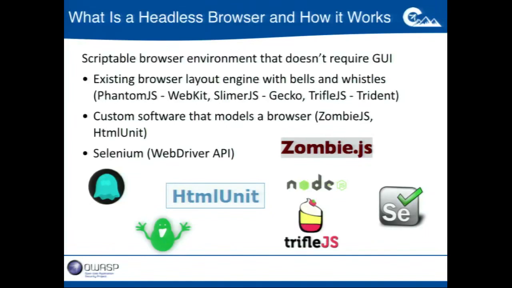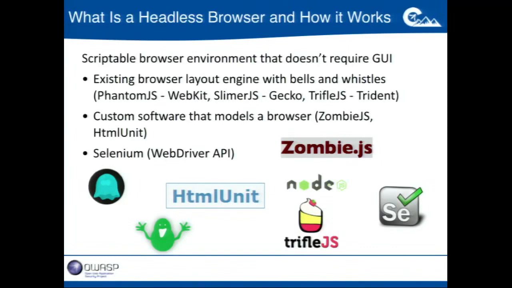The first category would be tools that have a real web browser engine backing them. Those are like Phantom.js, which has a WebKit engine, or Slimer.js, which is similar to Phantom.js and even has the same JavaScript API, but is backed with Gecko. And Trifle.js is an attempt to automate a Trident engine, which is IE's heart.